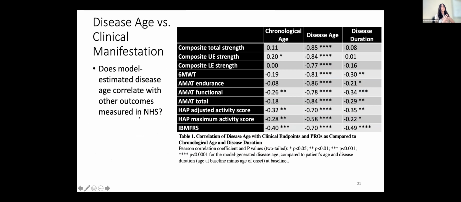When we did all of this work, we still wanted to back up and make sure that our work had face validity. And so our best way to do that was to take some of the other measures that were measured in the natural history study and see how well they correlate with disease age that we've estimated from our model. So remember that this disease age estimate was just based on the QMA measurements. The 6-minute walk didn't go into the model; all of these functional tests did not go into the model. But we wanted to see, now that we have this disease age estimated just from QMA, how does it correlate with these other measurements that we have on these individuals?